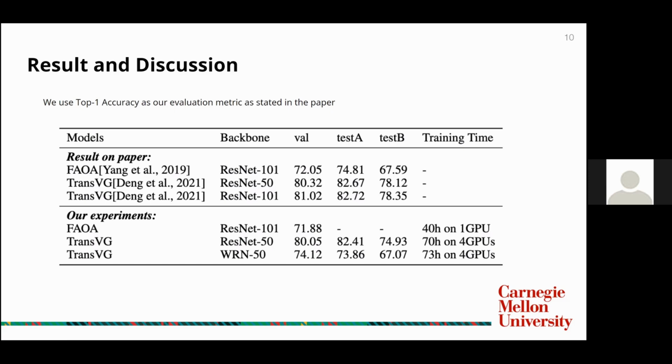And for our own Wide ResNet 50 model variant, we trained even more, up to 73 hours on 4 GPUs, but only got around 74% accuracy. We did not expect our Wide ResNet to perform worse than the original ResNet 50. It reaches its best performance in a very small number of epochs, but as the training goes further, the validation accuracy drops. We think this is probably because we have no pre-trained weights to use.